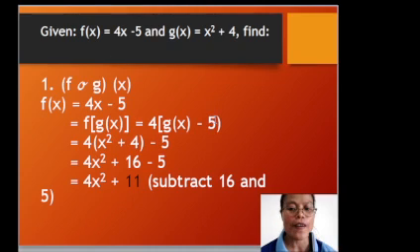So meaning you have to replace the place of x with the whole function g of x. So that is why we have 4, replace the x with the whole function g, which is x squared plus 4, and then minus 5. Then you simplify, you apply the distributive property. So 4 times x squared is 4x squared, and 4 times positive 4 is positive 16, minus 5. And you need to combine 16 minus 5 as like terms. So your final composition is 4x squared plus 11.